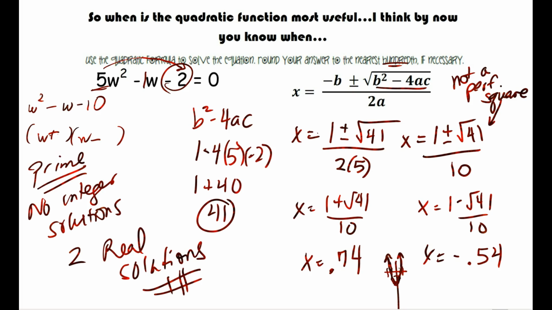But just a quick graph. That's what it looks like. So these points, that doesn't look like an X. These points are not integers. And that's the problem. This is when it's most useful, when we do not have integer solutions, zeros, or roots.